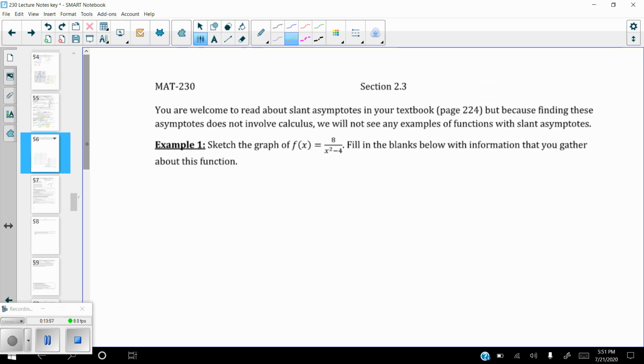Okay, so let's go ahead and start off with, well, if we're going to find increasing and decreasing, we know we need derivatives. So I'm going to take the first derivative.